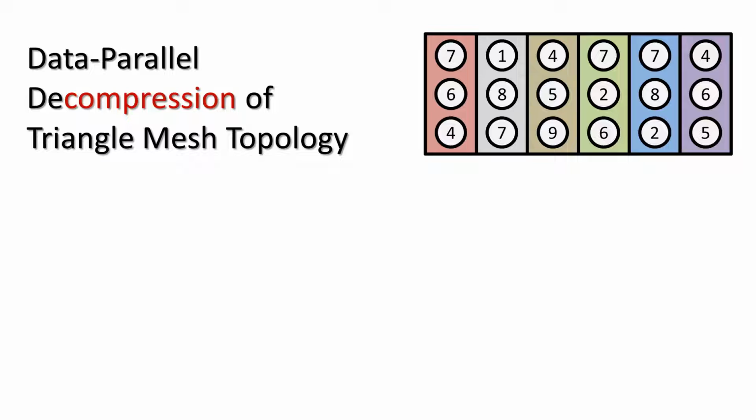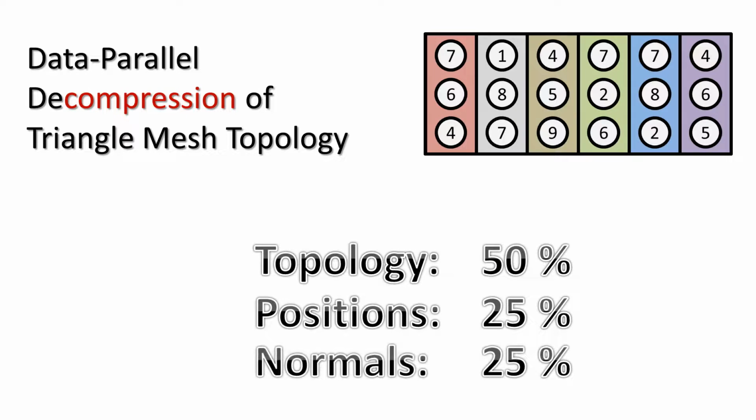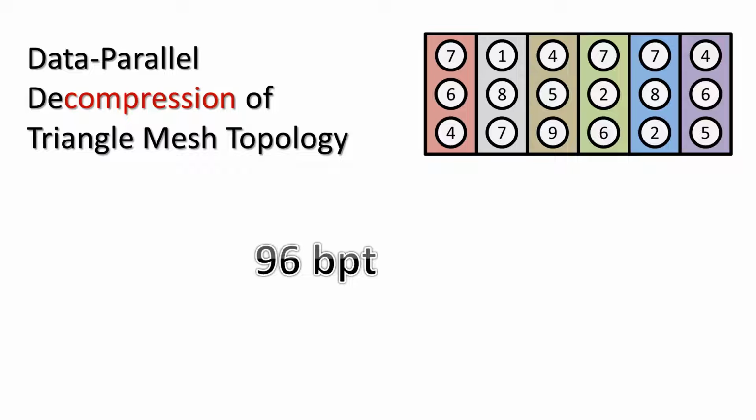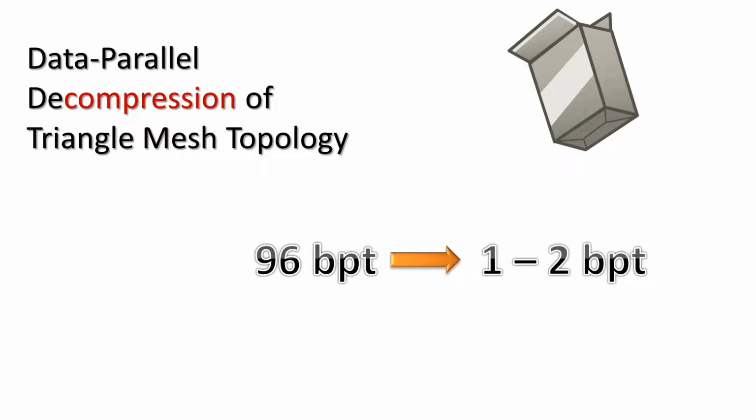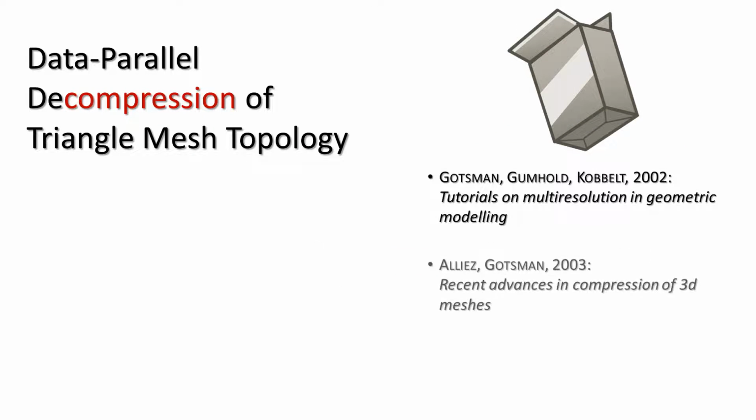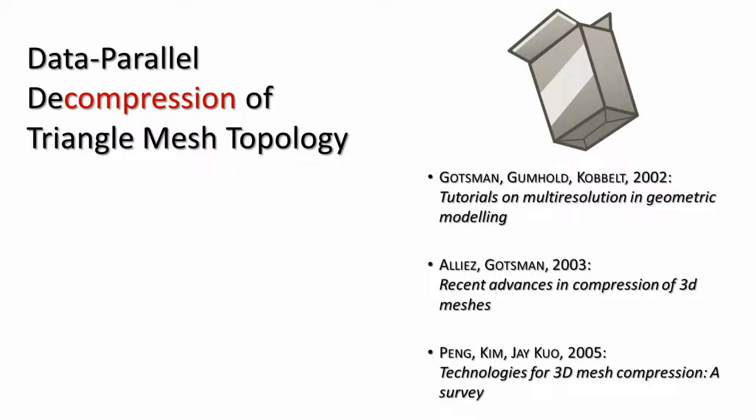It's particularly interesting to compress triangle mesh topology because in a typical mesh with positions and normals, topology amounts for about 50% of the data. More precisely, a triangle stored on a GPU consumes 96 bits, and we can take these 96 bits down to 1 or 2 bits per triangle using existing triangle mesh compression techniques. You can look up the most important ones in these overview reports shown on the right.